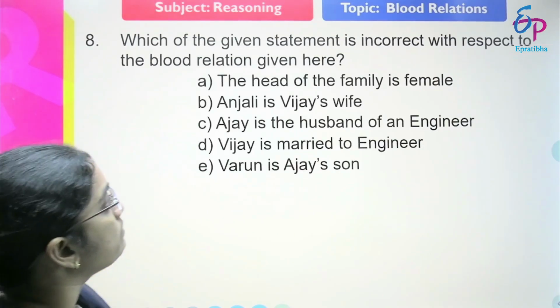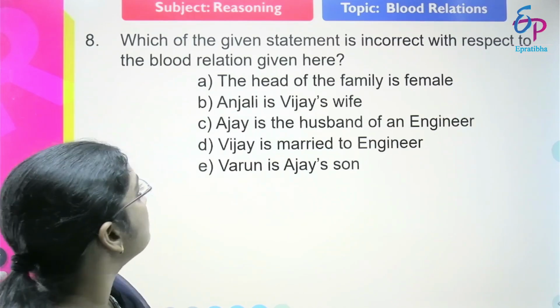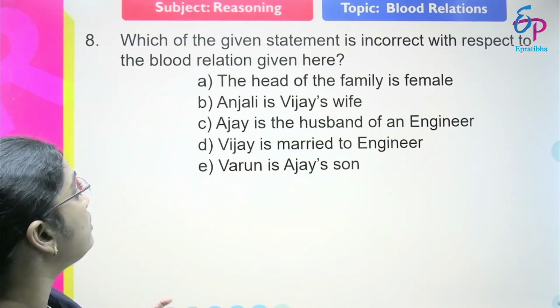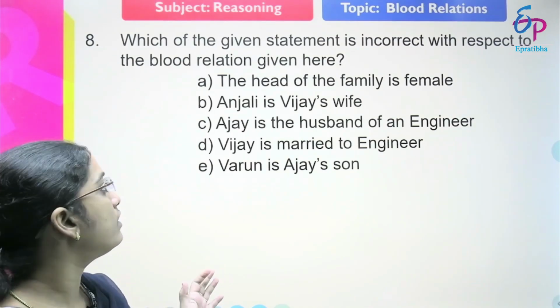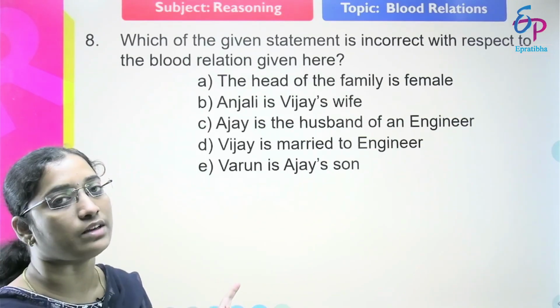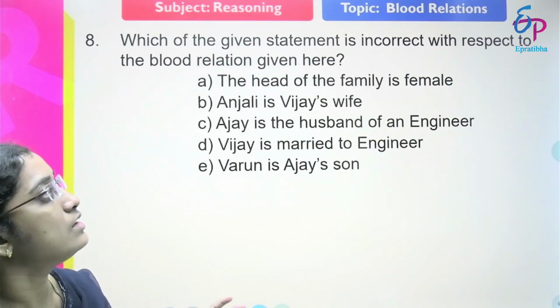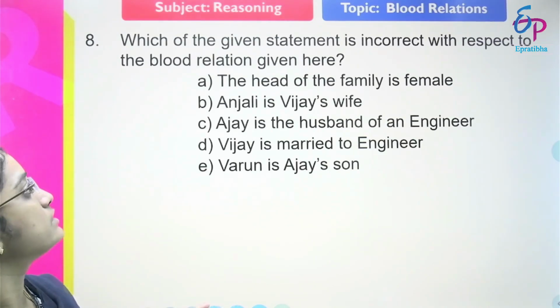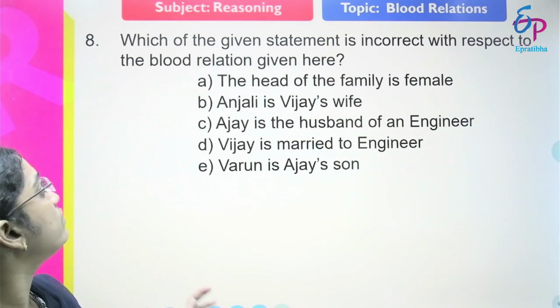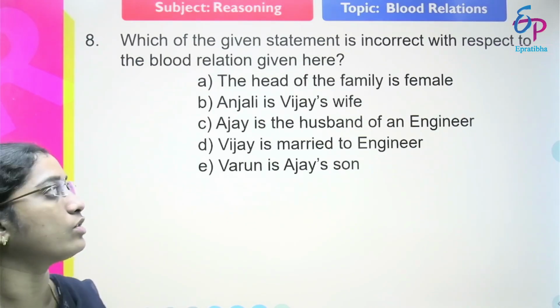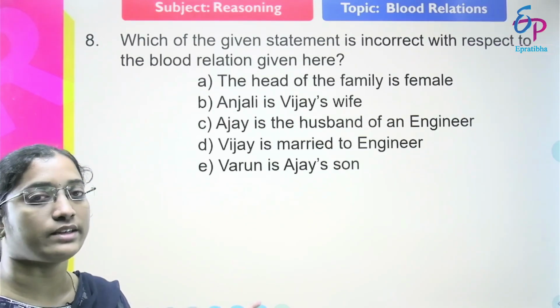Which of the given statements is incorrect with respect to the blood relation given here? We need to find out, out of 5 options, one is the incorrect one. So the remaining 4 are correct statements, right? We need to find that incorrect one. Which of the given statements is incorrect? Okay, we need to find the incorrect statement, friends.